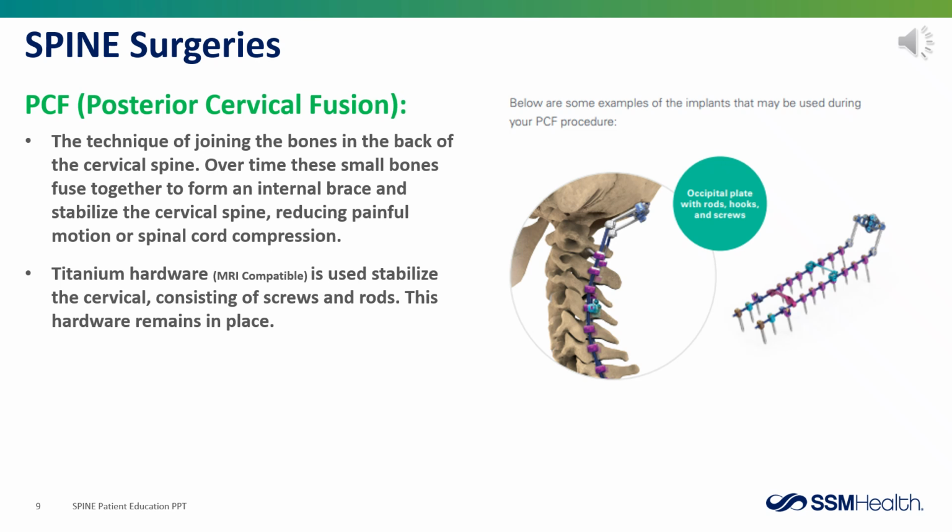Over time, these small bones fuse together to form an internal brace and stabilize the cervical spine, reducing painful motion or spinal cord compression. The titanium hardware, again MRI compatible, is used to stabilize the cervical spine, consisting of screws and rod. This hardware remains in place.